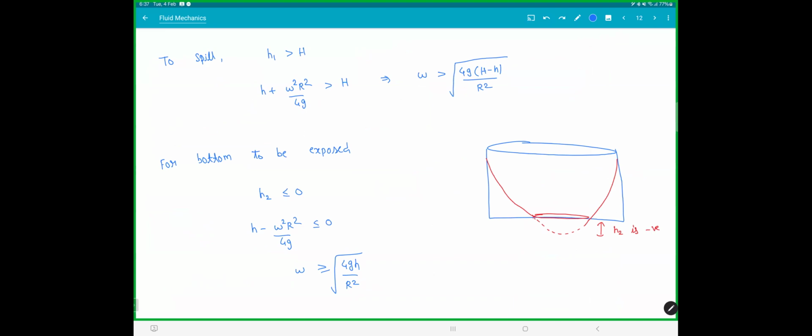So liquid that spills out. So you want it to spill out, exceed the height of the container. You want the bottom part to be exposed. But everyone got the meaning of this bottom part to be exposed? You rotate so fast, you can see the bottom of the container. Clear? Yeah, that's how they can frame a question.